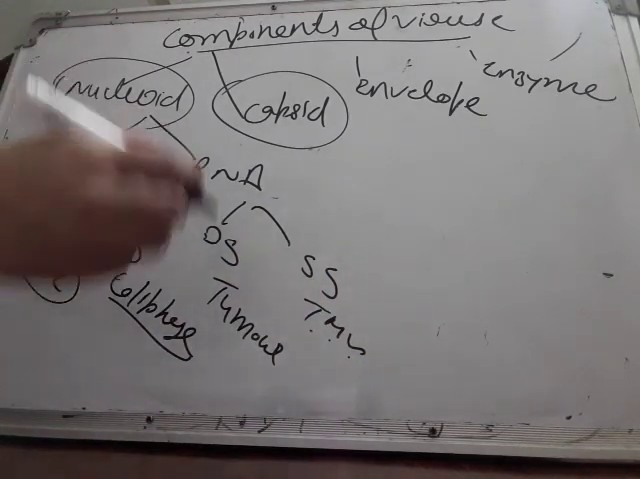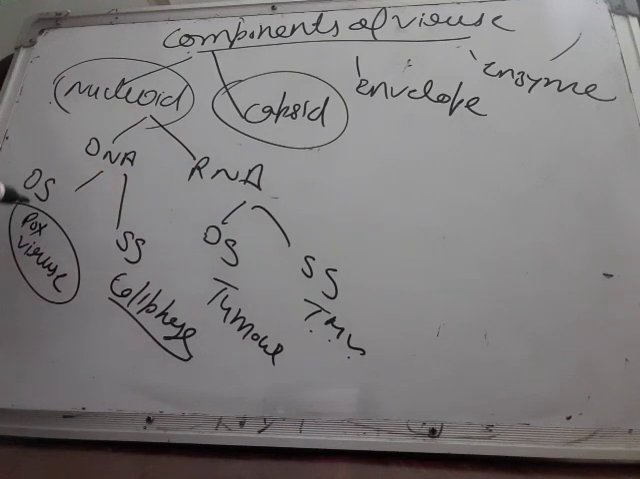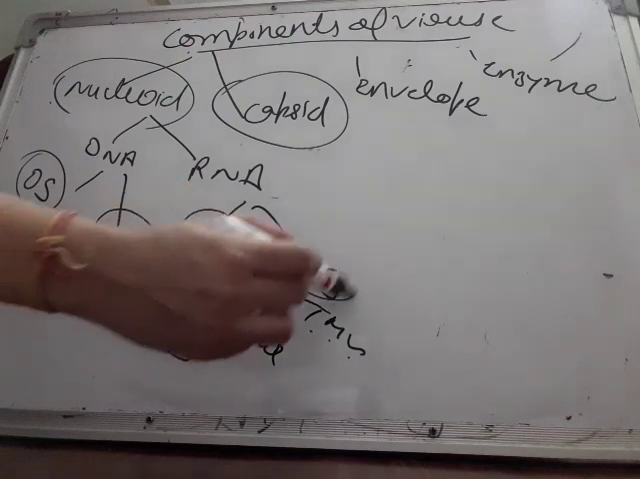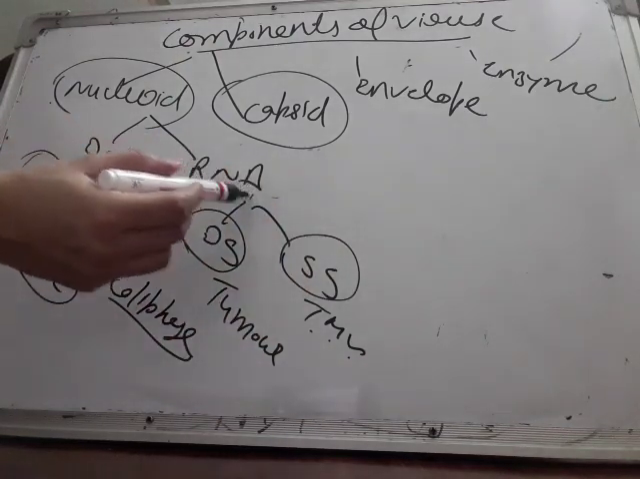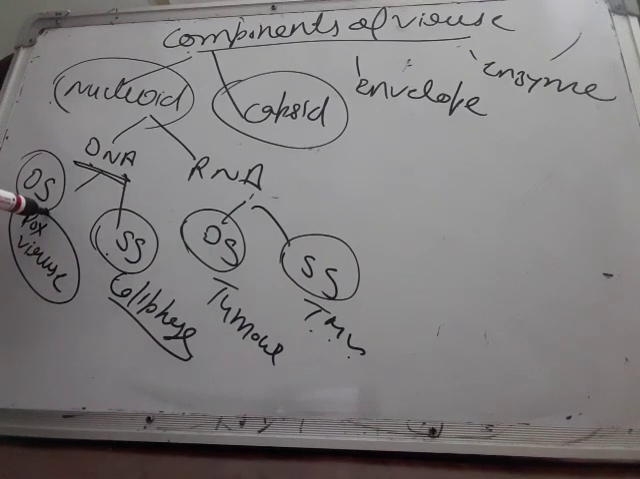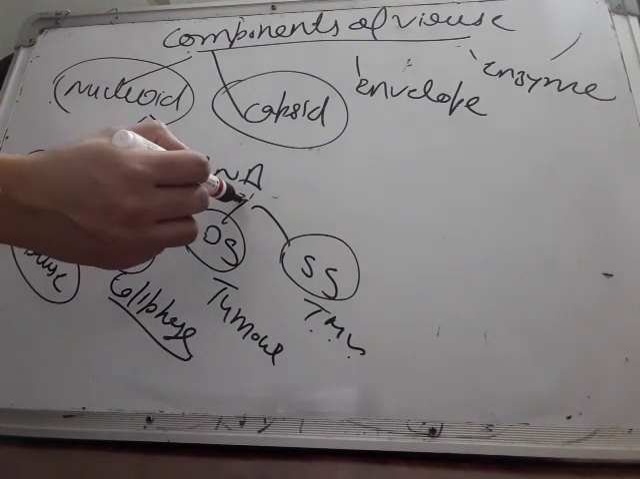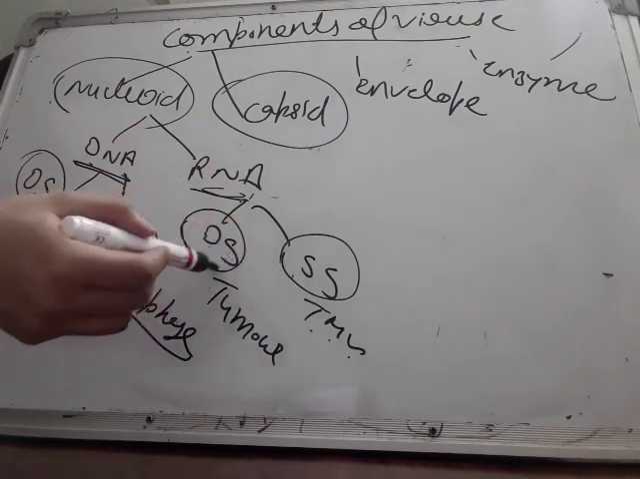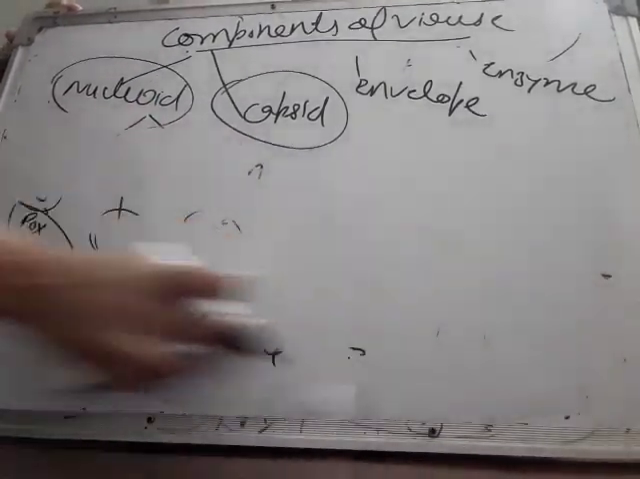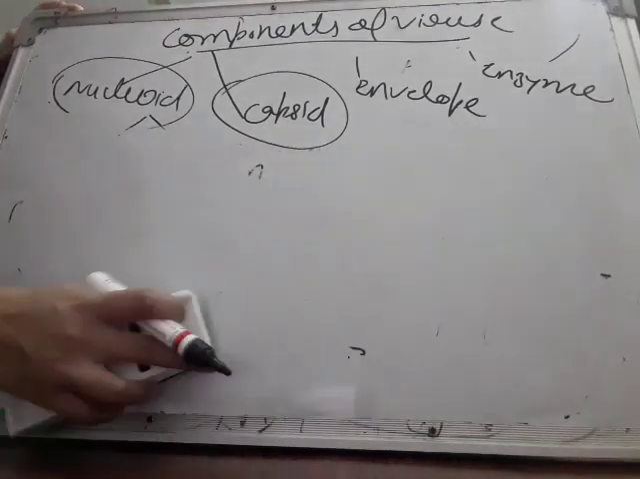So these are the types of viruses on the basis of what kind of genetic material they bear, whether they have DNA or RNA. If they have DNA, whether they have single stranded DNA or double stranded DNA. If they have RNA as genetic material, whether it is single stranded or double stranded. So similarly it varies in different kinds of viruses.